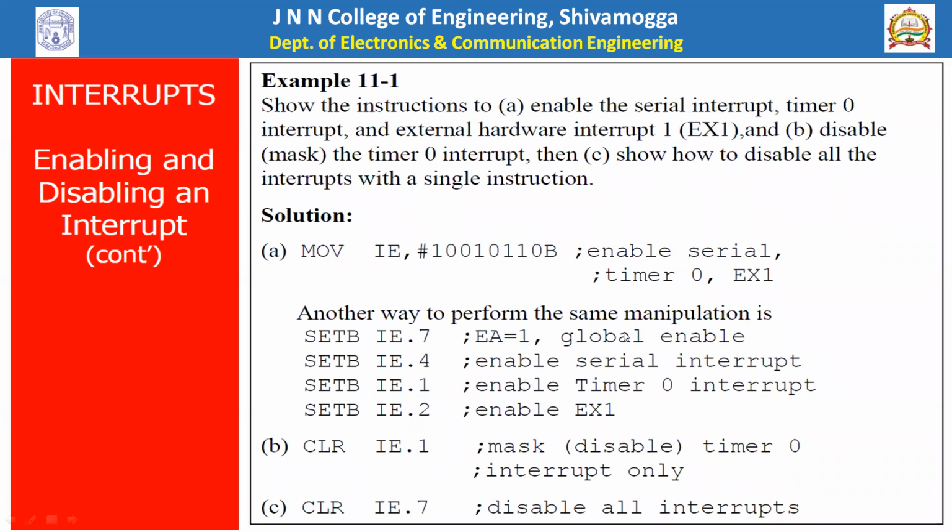Another way to perform the same manipulation is using SETB IE.7, SETB IE.4, SETB IE.1, SETB IE.2. Enable timer 0, enable EX1. In this way also you can do it. How to disable timer 0? CLR IE.1. So that will mask timer 0. How to disable all interrupts? CLR IE.7. If you clear IE.7, it will disable all interrupts.